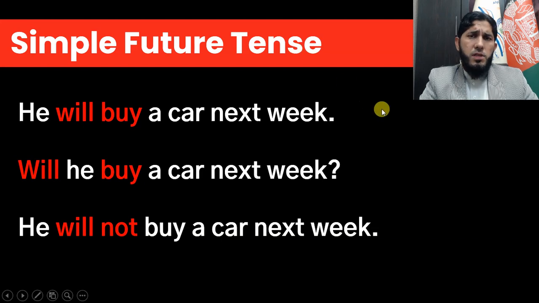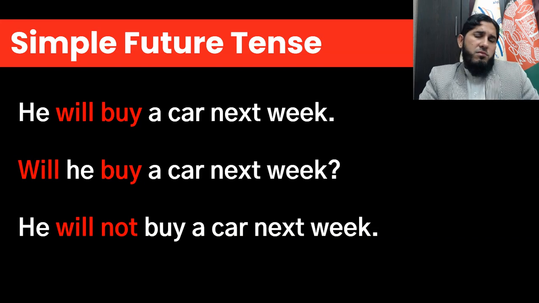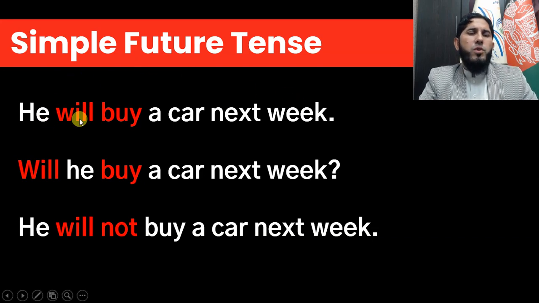Simple future tense is mainly used to talk about an action that will take place in the future. You talk about your intention, your future plans, something imaginary. So in that case, use simple future tense. Now you can use the auxiliary will or be going to. But will is very common. So, he will buy a car next week.